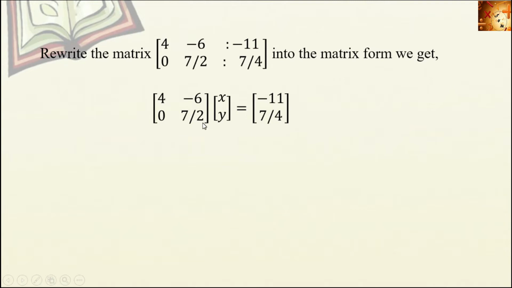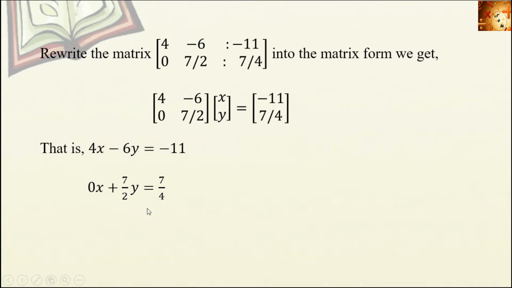Next, by back substitution. First of all, consider the last row. Here 0 into x plus 7/2 into y equal to 7/4. And from the first row, 4x minus 6y equal to minus 11. We got these two equations.